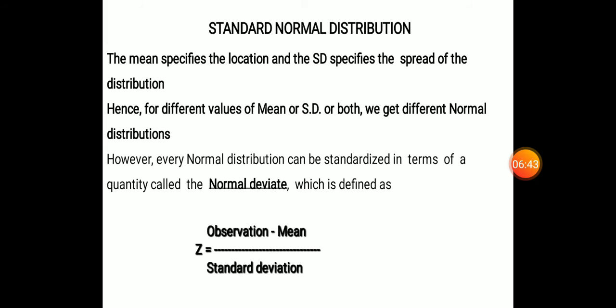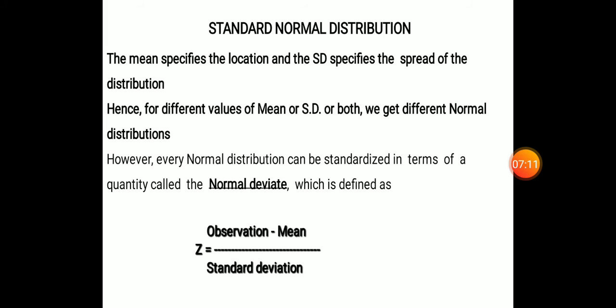The mean specifies the location where it is, and the standard deviation specifies the scatter of the data, how the data is spread. That was mentioned in the class on descriptive statistics. That's the use of mean and standard deviation. So for different values of mean or standard deviation, or maybe of both, we get different normal distributions. But we need to standardize it.